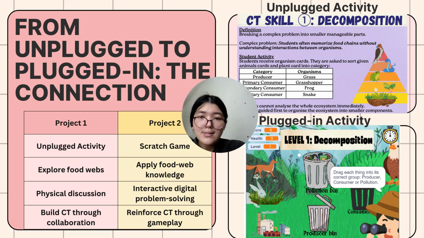In these pictures, we can see the unplugged activities involve the cards and the physical discussions, and the plugged-in activities involve the gameplay. So, what I want to highlight here is that Project 1 and Project 2 are not unrelated tasks. They are a deliberate progression. Both are built on the exact same science concept, food waste and ecosystem balance, and both require students to apply the exact same five CT skills.